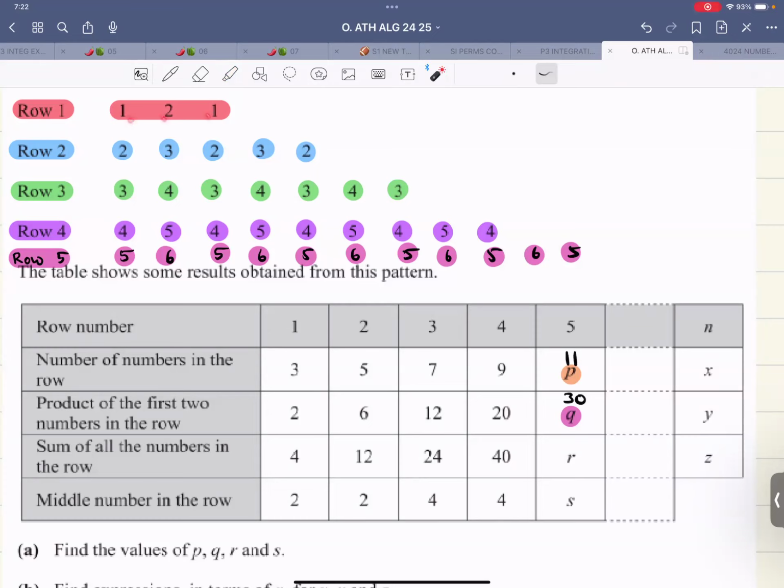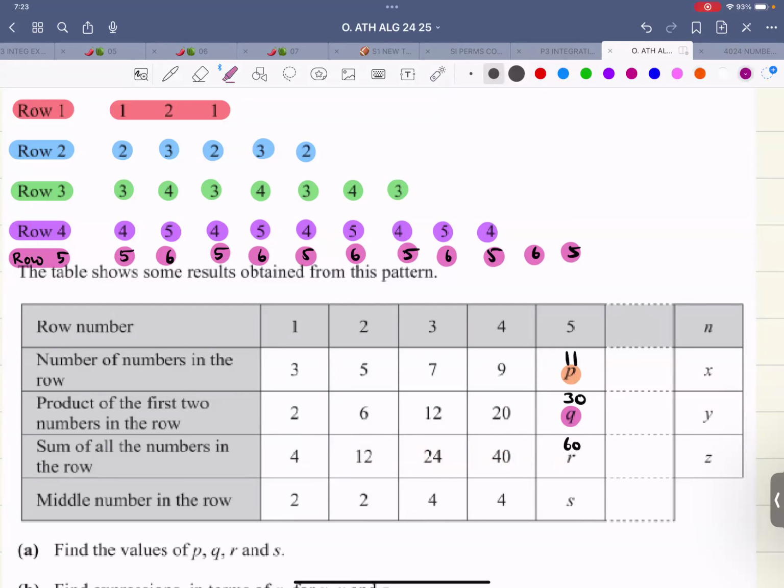1 plus 2 plus 1, that is 4. And this is 12. There is a difference of 8. There is a difference of 12. There is a difference of 16. So basically, this is 8, this is 12, this is 16. The difference is increasing by 4. So the next difference should be 20. So 40 plus 20, that is 60. So let me write over here, that is 60.